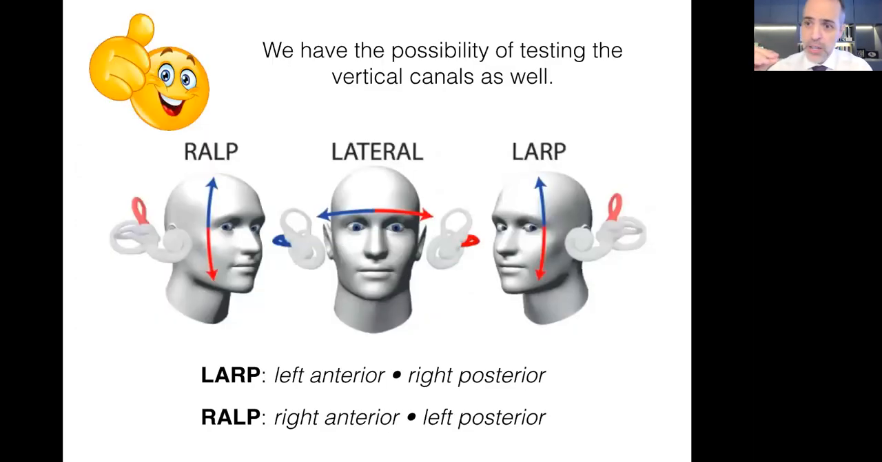One of the good things about the video head impulse test, different from caloric tests, is that you have the chance to evaluate the vertical semicircular canals. I mean, the caloric test and the rotary chair test allow you to evaluate the lateral semicircular canals, but the video head impulse test gives you the chance to evaluate the vertical, anterior and posterior canals, and the lateral canal. So you can evaluate all 6 semicircular canals.